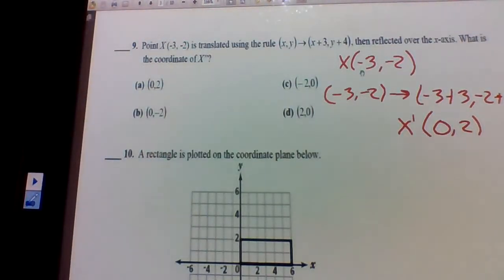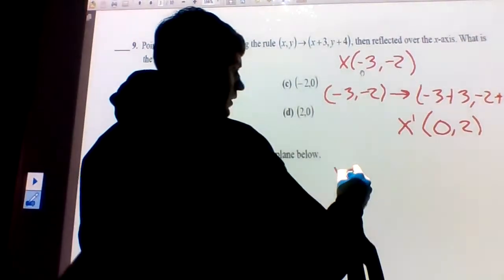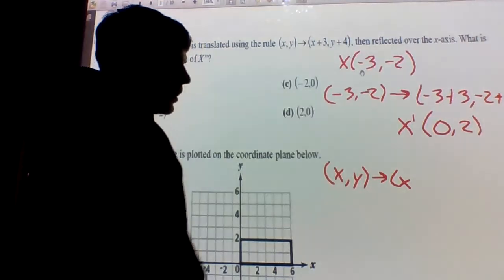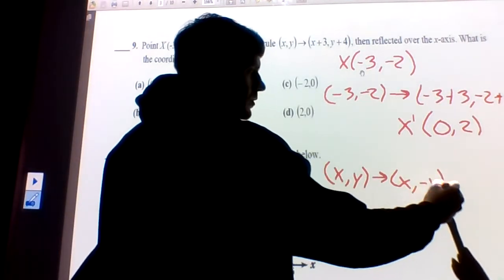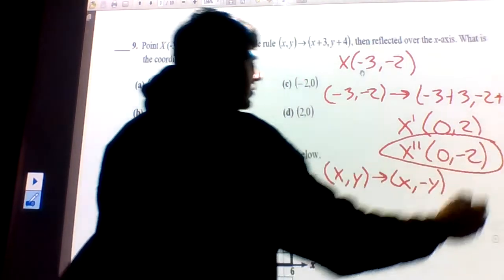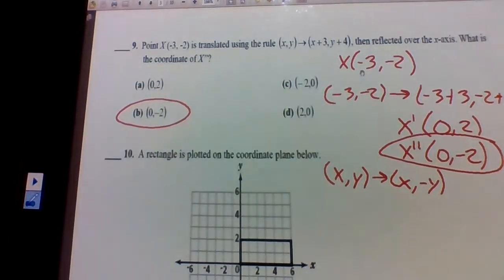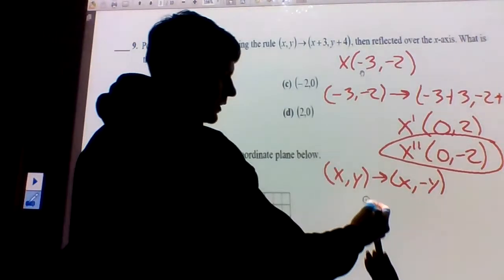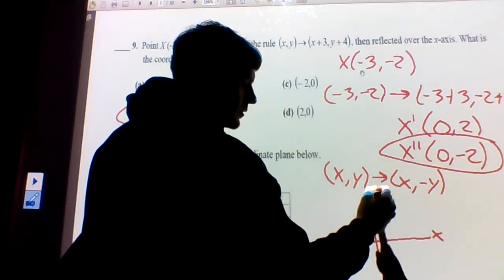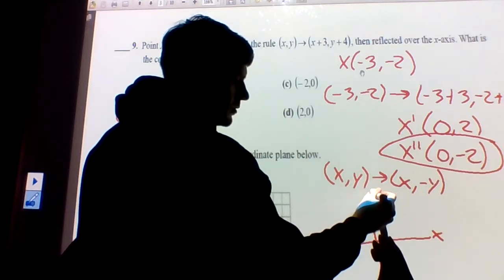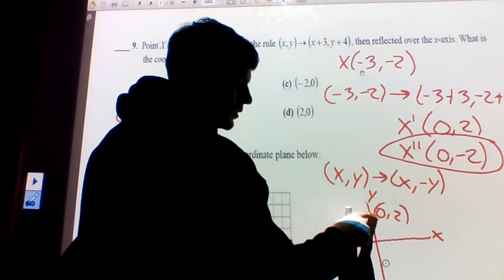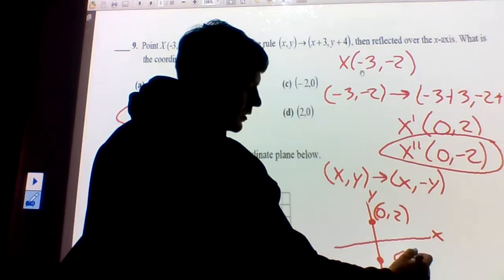Okay, we're then going to reflect over the x-axis. So again, the rule for reflecting over the x-axis was (x, y) goes to x stays the same, and your y value changes sign. So here, X double prime is going to be 0, -2, which is choice B. Right, so again, if you want to look at a graph, 0, 2 is here. This is the x-axis, so we're reflecting down. This is the y. We're going to reflect down. Right, it's 2 units above, we're going to go 2 below as we reflect over the x-axis. So 0, -2.